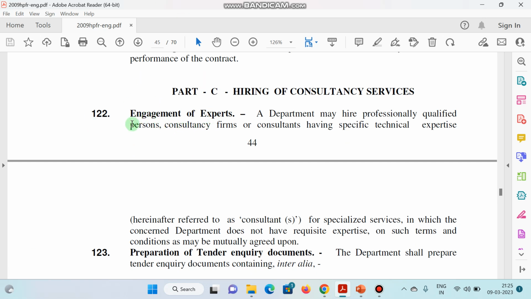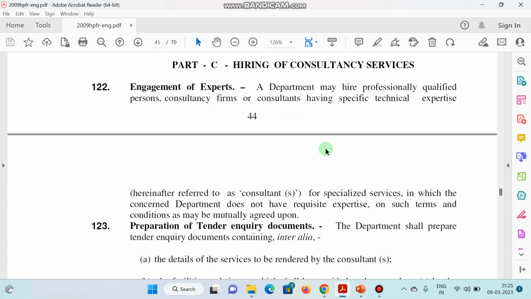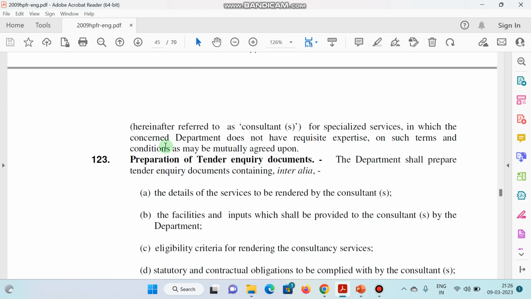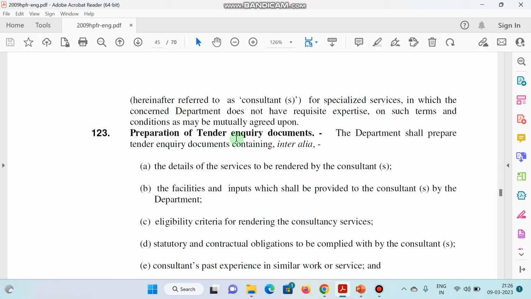First of all, Rule 122 says about the engagement of experts, that a department may hire professionally qualified persons, consultancy firms and consultants having technical expertise for specified services in which the concerned department does not have requisite expertise, on such terms and conditions as may be mutually agreed upon. So for this, there are different procedures for engagement of experts or hiring the consultancy services. First is the preparation of tender inquiry documents.